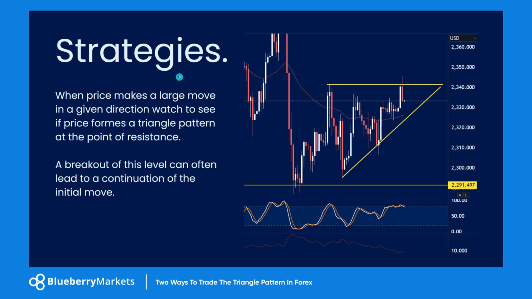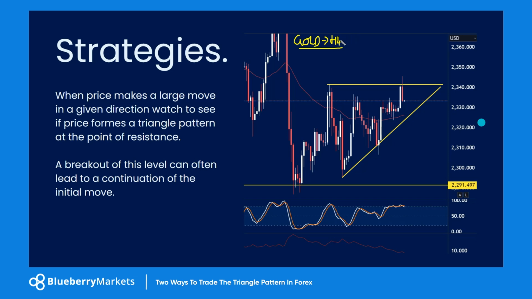Going on to the strategy then. So how are you going to potentially benefit from a pattern like this? Well, when price makes a large move or it comes into a level of resistance, you're going to identify what's going on with the market. Now this is a current situation on gold. This is actually a gold H4 chart, as of today.